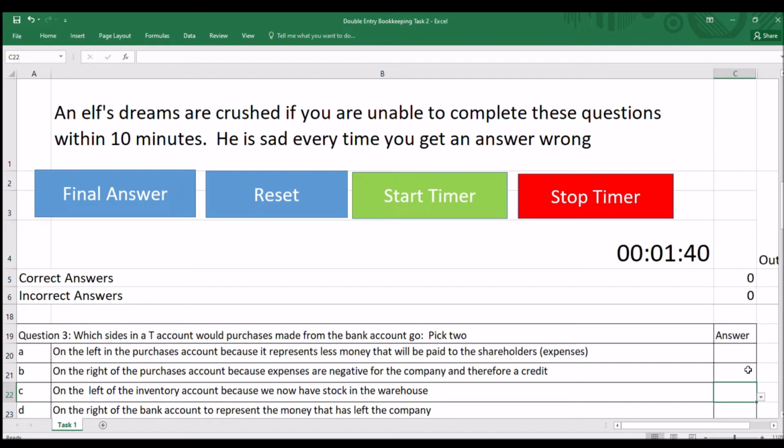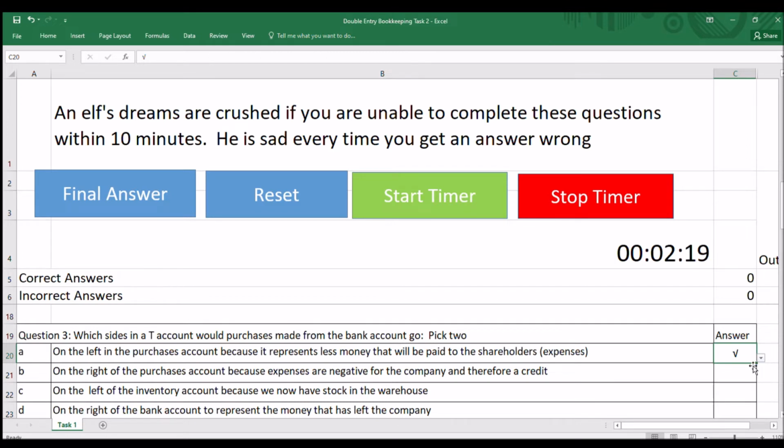Question 3. On which side of the T account would purchases made from a bank account go? What sides on the T accounts would this transaction go? Okay, so the purchases represent less money to the shareholders. So that's a reduction in a money out item, and that's going to be a debit. And debits go on the left-hand side of our T account. So that will be A for the purchases. Purchases will go on the left-hand side, debit purchases.